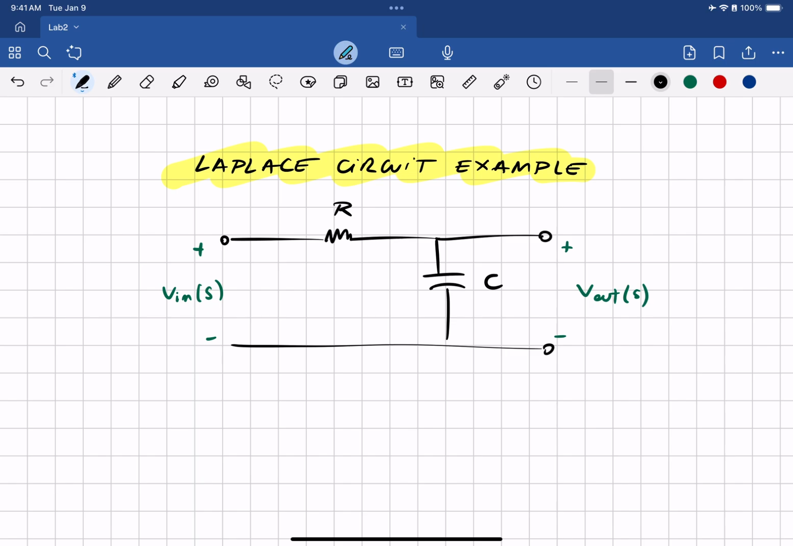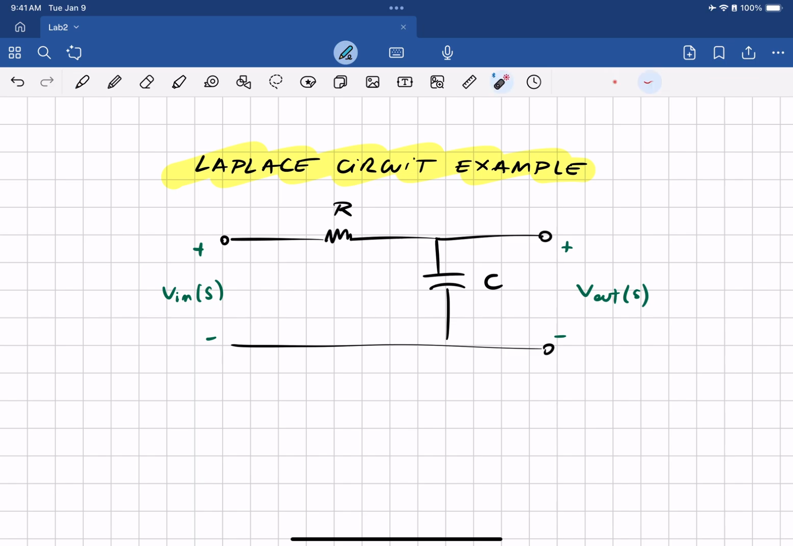Today we're going to talk about a Laplace circuit example, specifically how to get a transfer function, what its meaning is in the Laplace domain, and also how to understand a cutoff frequency in a simple circuit just like this.